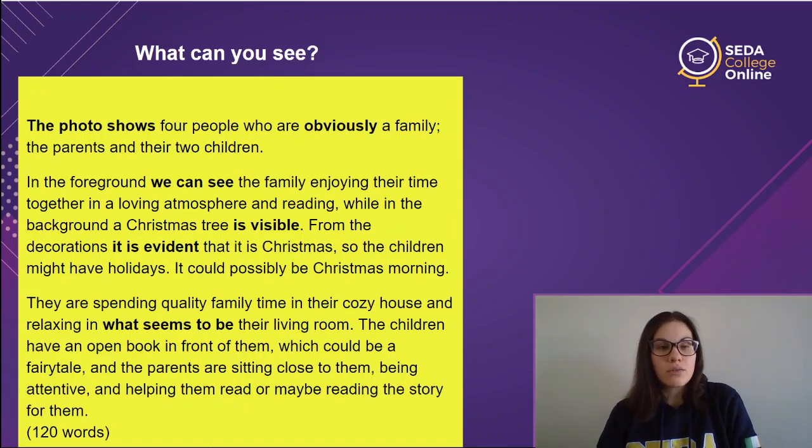And these are the words. Okay. So "the photo shows," "they are obviously a family," "we can see the family," "a Christmas tree is visible," "from the decorations, it is evident," and "what seems to be their living room." So all these words, show, see, visible, evident, seem, are related to the ability to see, and they are very important variations that you can use when you describe a picture, because the main thing that you're doing is seeing something.